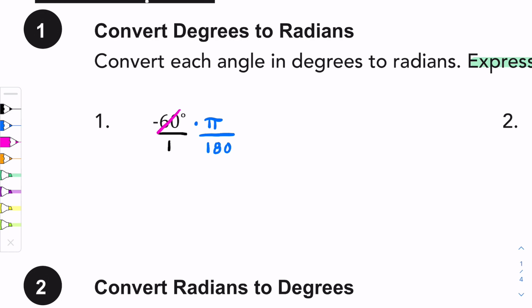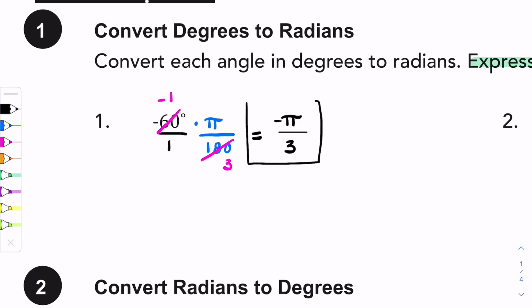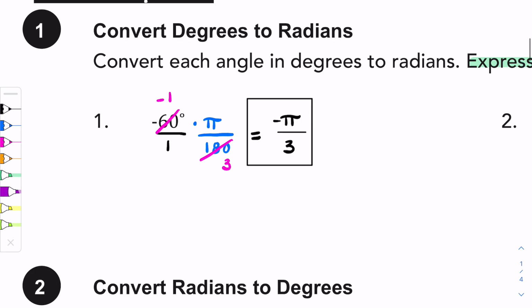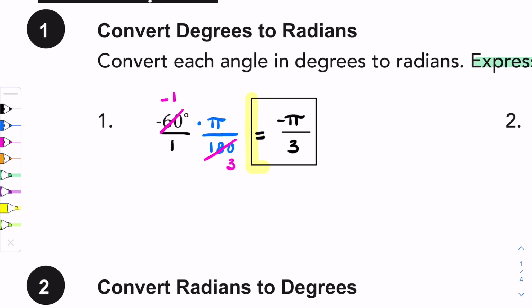So 60 goes into itself once, you're left with a negative 1, and 60 goes into 180 three times. So then you just multiply across. You multiply your numerators, and then you multiply your denominators. When I multiply the numerator together, I have negative 1 times pi, or just negative pi, divided by 1 times 3, or 3. This is my answer in radians. So that means negative 60 degrees is equivalent to negative pi over 3 radians.